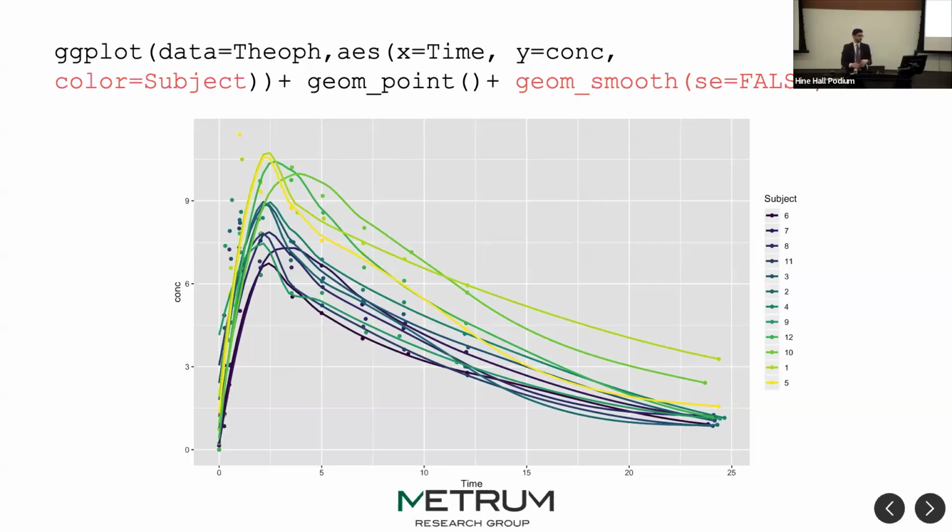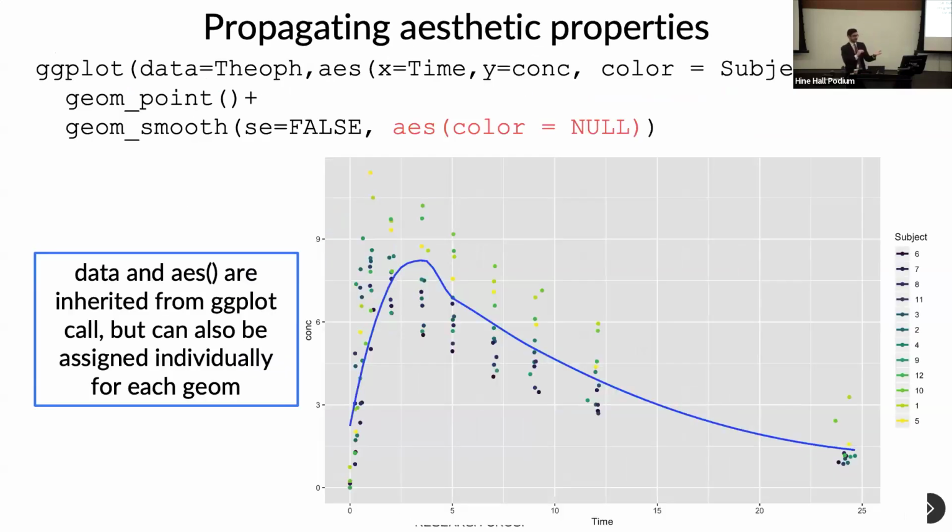So we can also overwrite some of these aesthetic properties. So maybe we don't want an individual line for all of the subjects. So we can instead say, for the smooth call, for the aesthetic specific to smooth, we're going to use NULL. And NULL means like turn it off in R, like it doesn't exist. So instead of inheriting color equals subject, we're going to overwrite it here and say color equals NULL. And so it will, instead of creating a line individual for each subject, it will now have one single line that averages across all of the subjects.